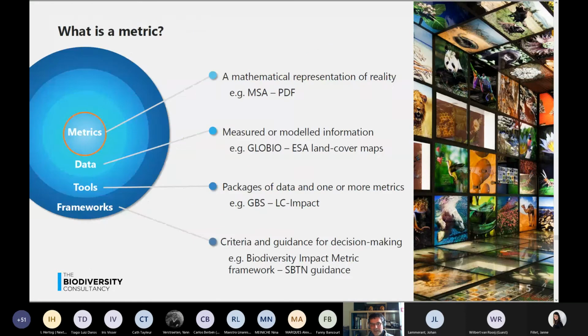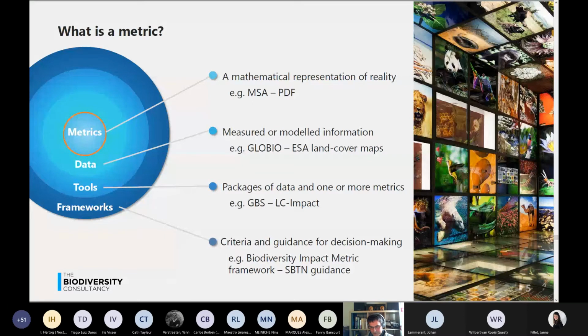Next slide, please. It's also important to clarify the terminology. There's often quite a bit of confusion. People come and say, can I use MSA? And they think it's a tool, but actually really it's a metric. So just to start from first principles, the metric is the bit at the center, which is basically a mathematical representation of reality. That's really what it is. A metric on its own is of no use. You need to feed it with data. So that would be measured or modeled information.